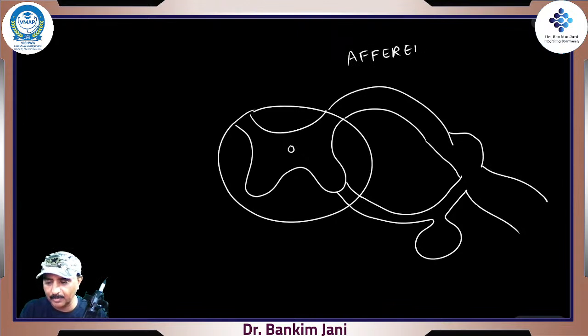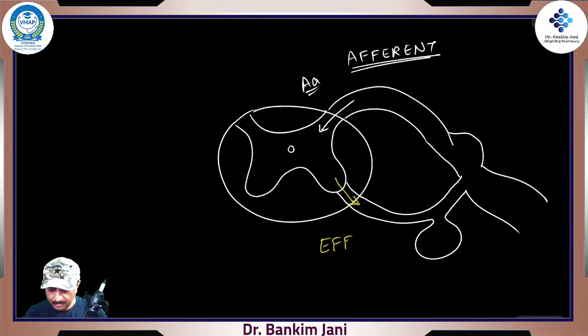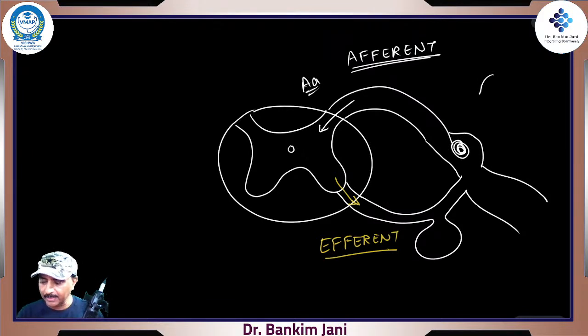Things which are coming, we'll call them afferent. Things which are exiting, we'll call them efferent. Whenever we come across something like this, this is a ganglion.